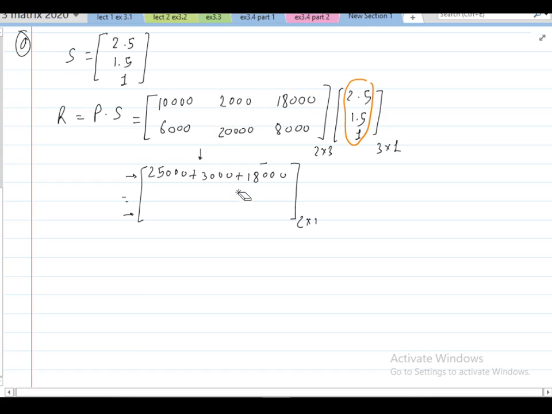Now the next element, which is in second row, first column: multiply 6,000 into 2.5, that is 15,000, then 30,000 and 8,000.